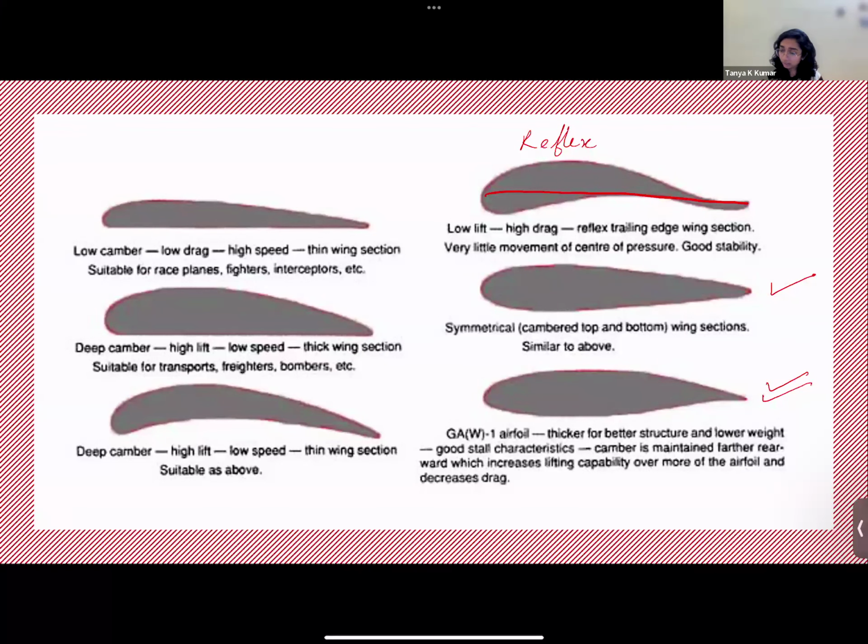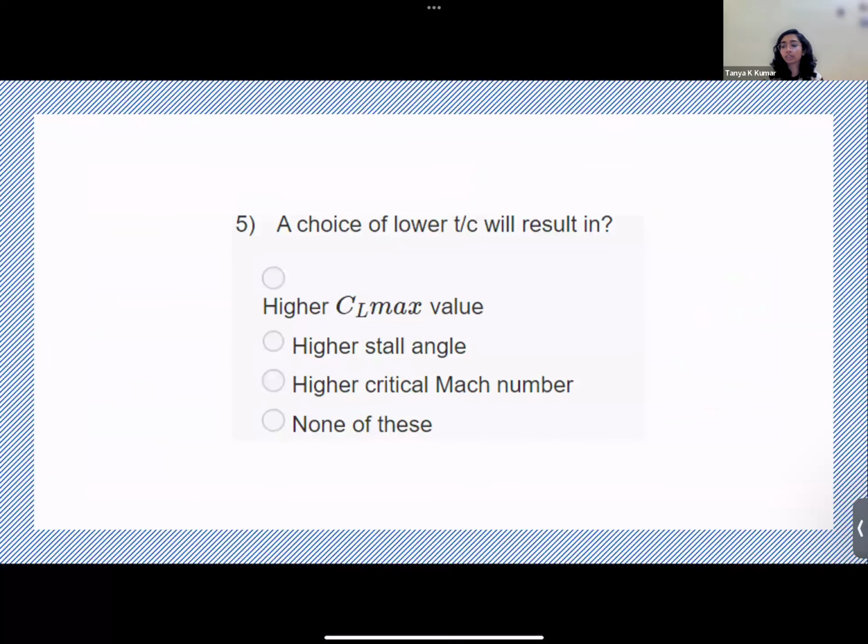Now, a choice of lower thickness to chord ratio will result in... We discussed this when we discussed the properties of airfoil. If you lower the thickness to chord ratio, what will happen? Will you have higher CLmax, higher stall angle, higher critical Mach number, or none of these? Higher critical Mach number. Higher critical Mach number, yes.